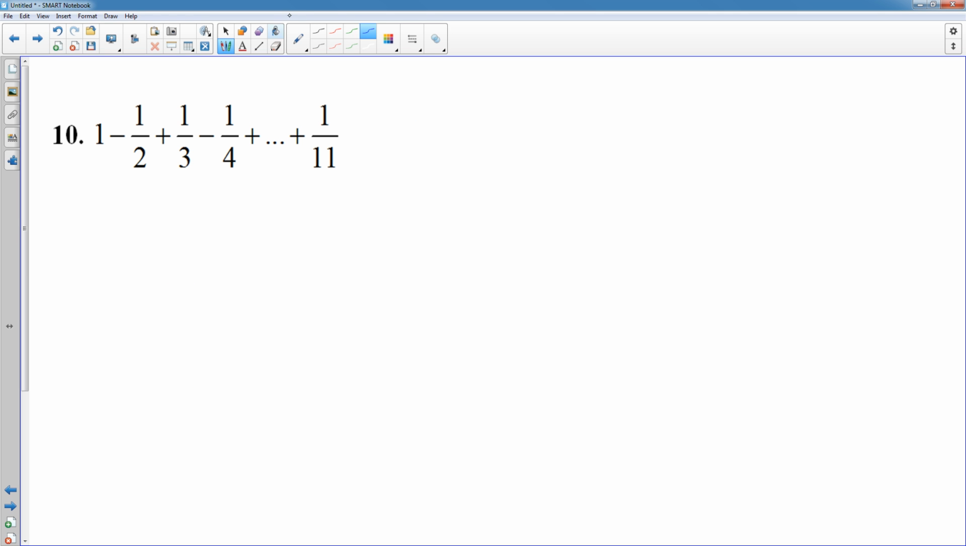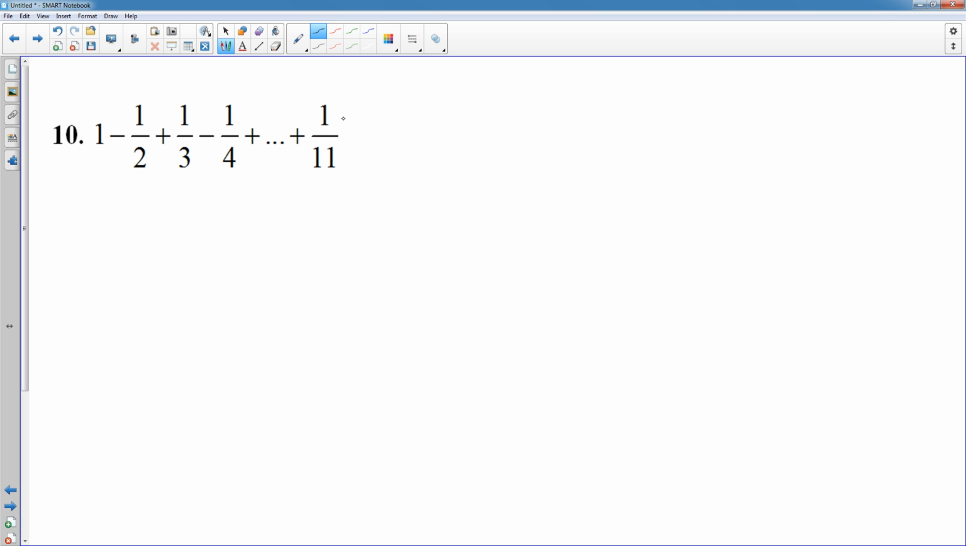Let's do one more. 1 minus 1/2 plus 1/3 minus 1/4 plus a bunch of missing numbers, and then plus 1 over 11. And this one's going to be a little bit trickier because my very last term doesn't tell you what the formula is. We have to figure it out.